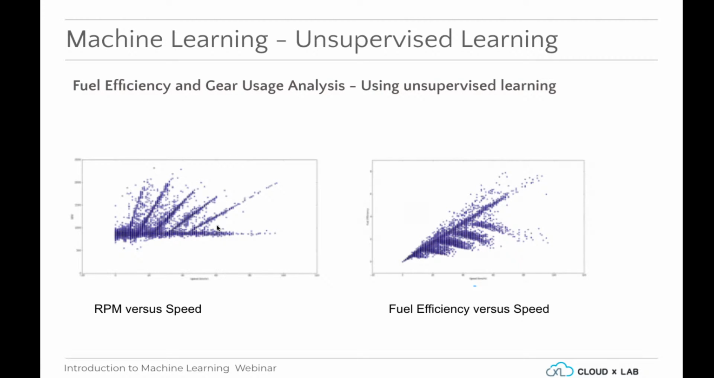Can anybody hazard a guess of what these 5 spokes are in a vehicle? It's something related to speed and RPM. Can anybody say what this could be? Okay, so these different spokes are gears. This is technically the first gear. This is second gear, the third gear, the fourth gear, and the fifth gear.